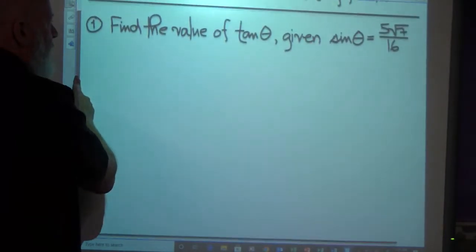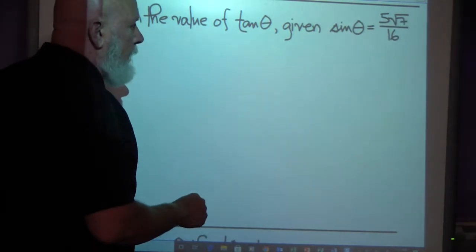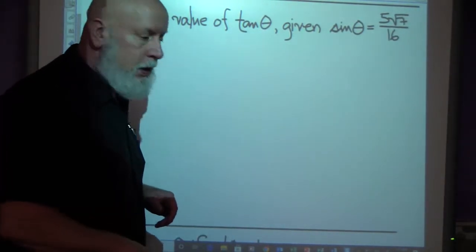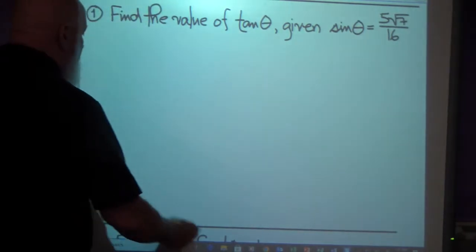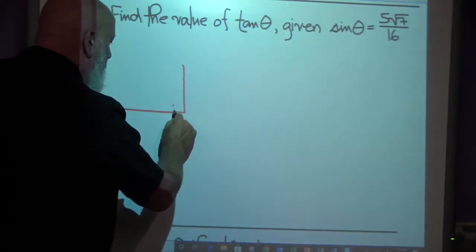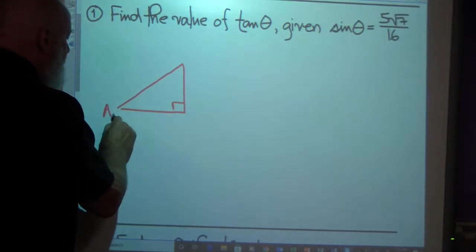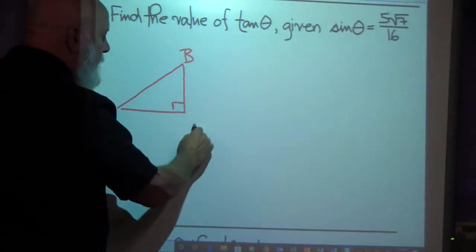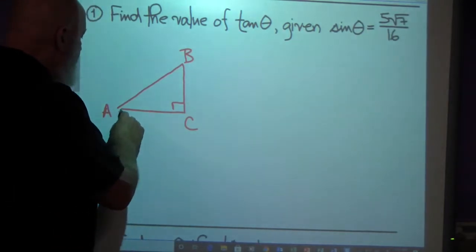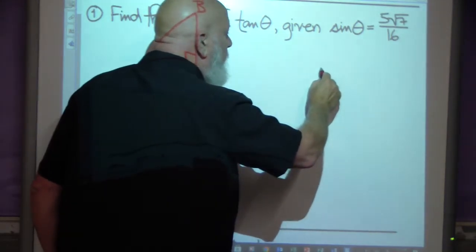Let's see if this works. I want to find the value of the tangent of theta. I'm given that the sine of theta is 5 radical 7 over 16. So I'm going to sketch a right triangle. There's a nice right triangle. I'll label A, B, and C, and I'm not paying attention to scale. It's just a tool I'm using. Not worried about scale.